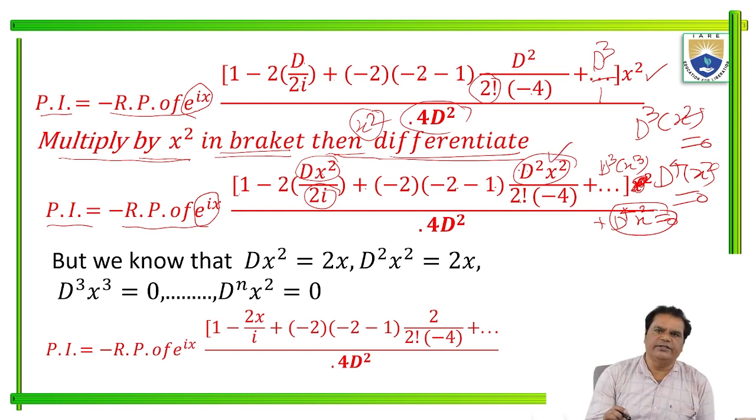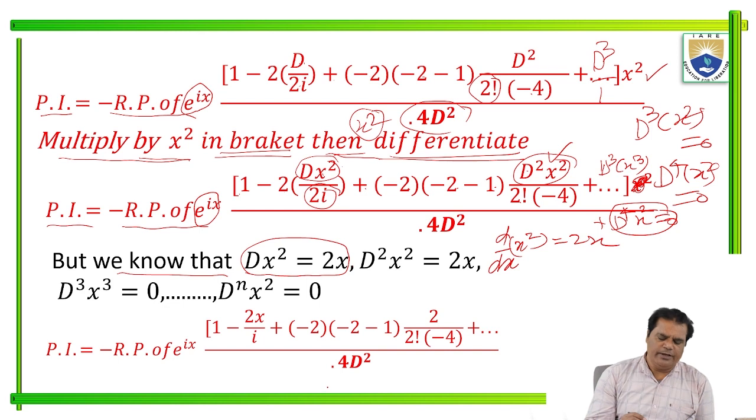There are 3 terms. What we know is that d of x square is 2x. Differentiation of x square is 2x. This is the formula. So d square x square is 2. This is 2 only, not 2x. D cube x square is 0, d4 x square is 0.